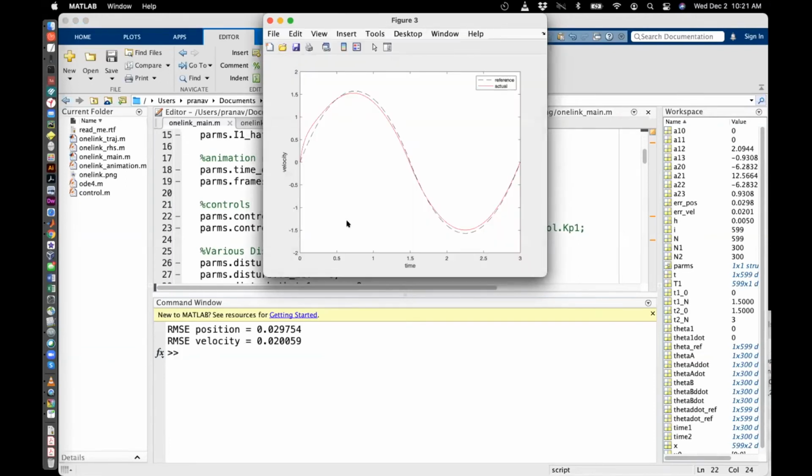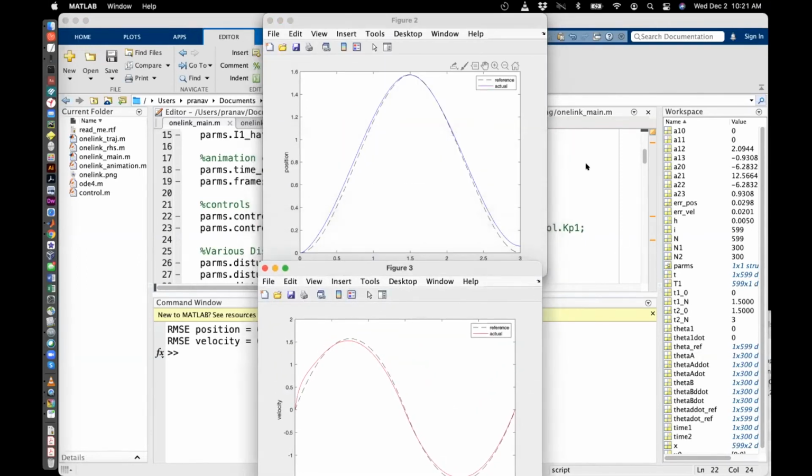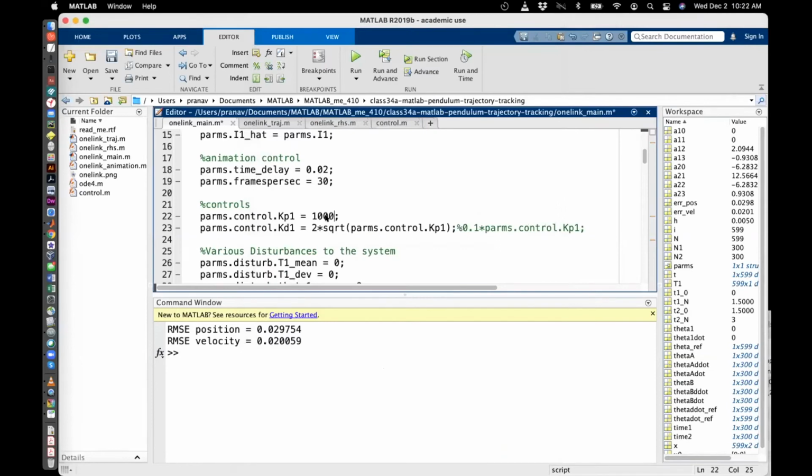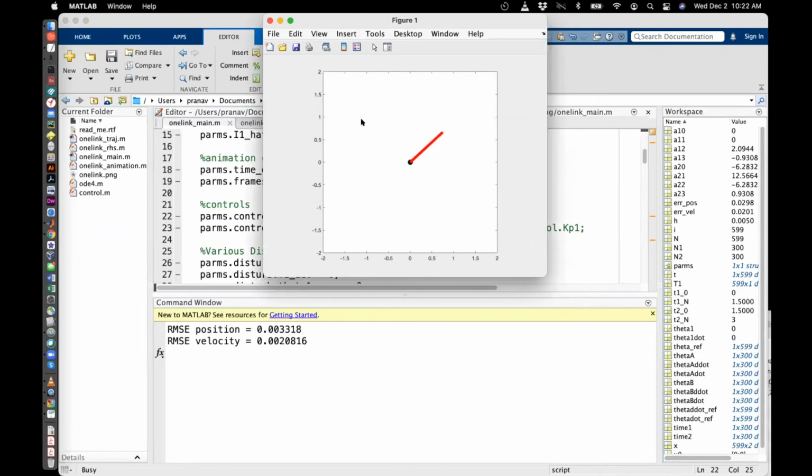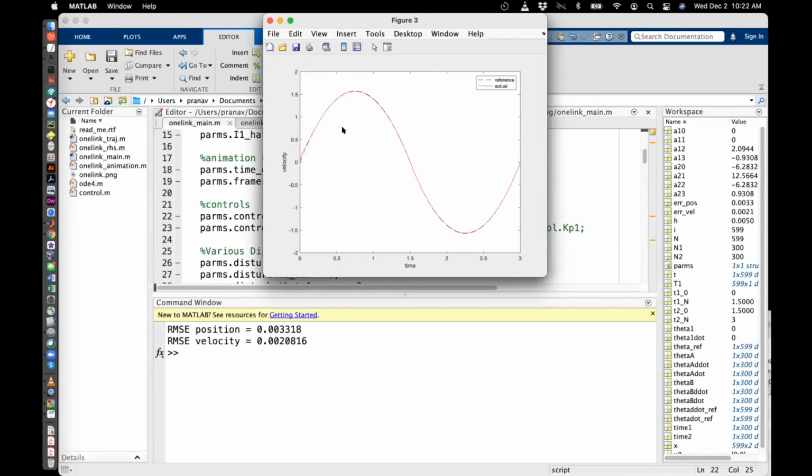Okay, now you can see it's much better, but there is still an error between the reference and the actual velocity, and same for the position. So let's ramp this up further. Okay, so it's much better now. It's almost tracking the reference perfectly.